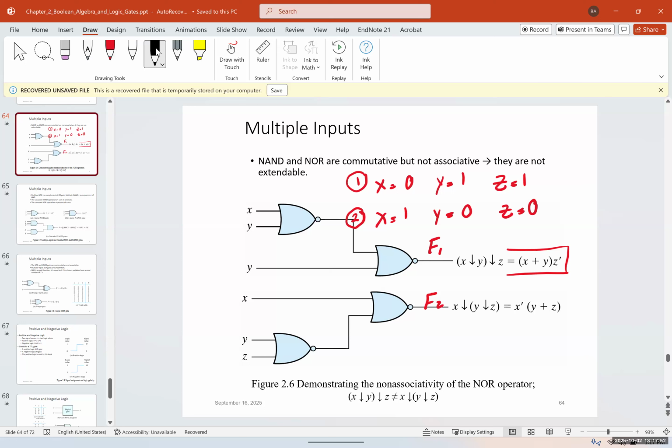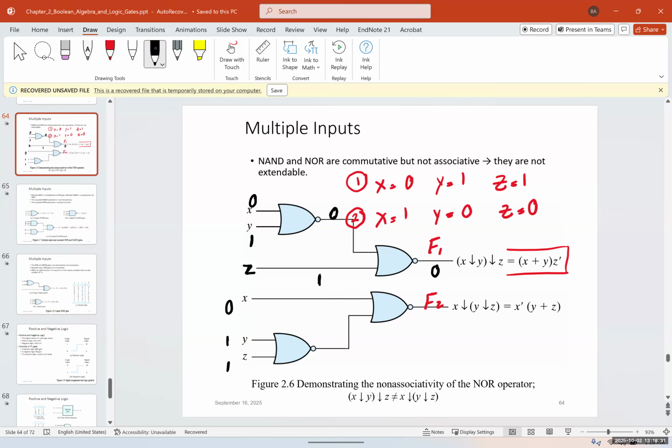So for the first scenario, what was the answer? F1 and F2. Let me draw the first one with black. If X is 0 and Y is 1, the NOR of 0 and 1 would be what? 0. And by the way, this is Z. I'm sorry, this one is Z. There's a typo here. And Z would be 1 here. So 0 NOR with 1 would be what? 0. What about F2? If this is 0, this is 1, and this is 1.